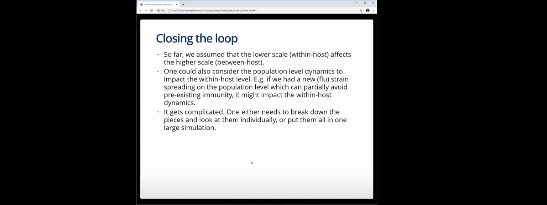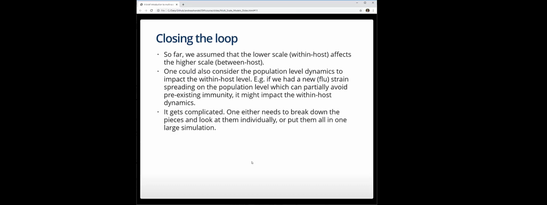So, let's say for flu, we know there's new strains coming up that evade pre-existing immunity, at least partially. So then you could ask, okay, if a new one of those strains emerges in the population, how will that in turn impact the within host dynamics? If a person now gets infected with this somewhat changed strain, that will of course then determine how much virus they produce of this new strain, which will determine how it spreads in the population. So you could close that feedback loop.